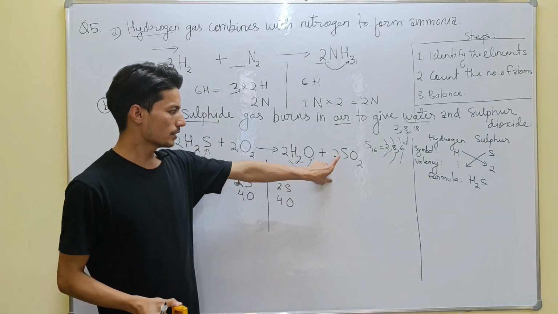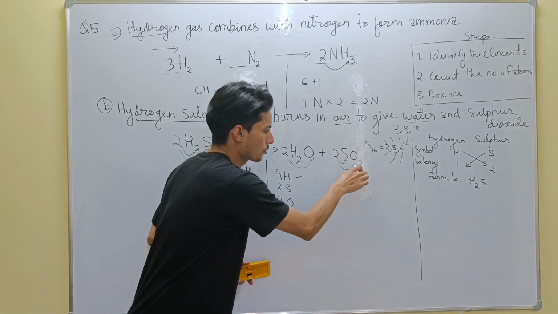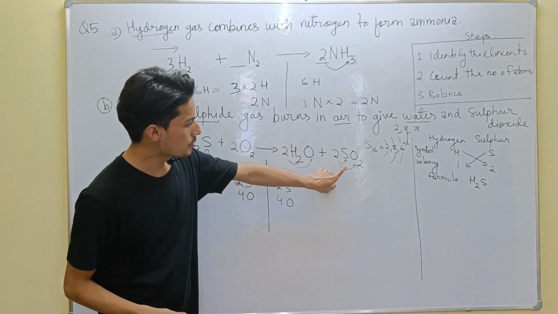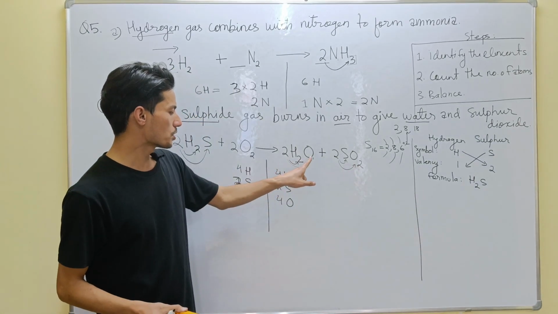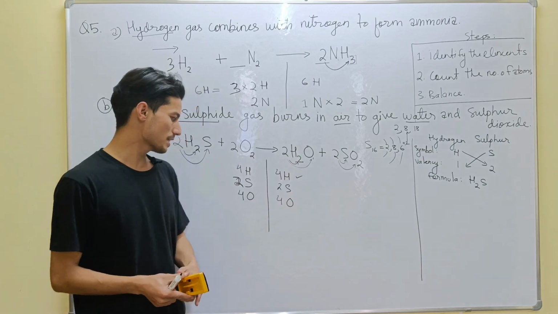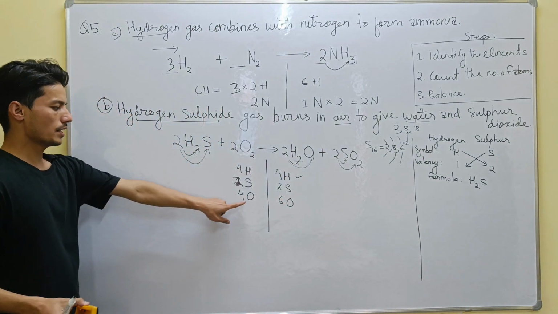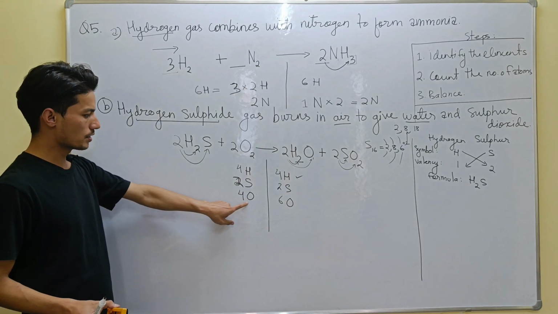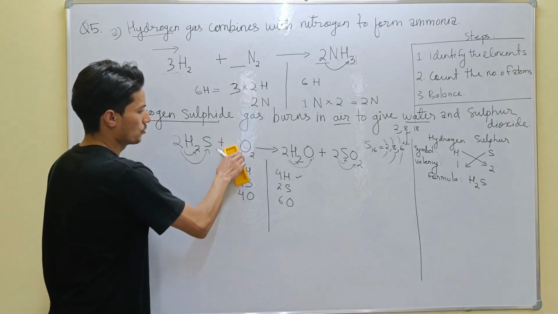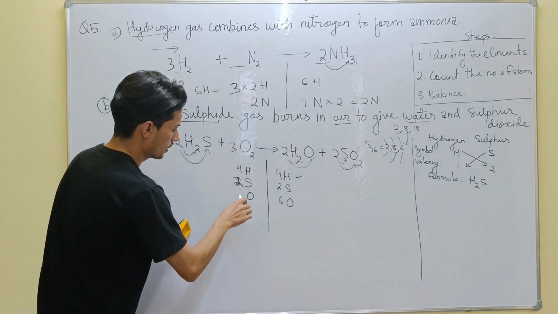But wait, these 2 belong to sulfur also, these 2 belong to oxygen also. So again, the number of oxygen will change. So this becomes 4 oxygen plus 2 oxygen. So 2 2s are 4 oxygen plus 2 oxygen, 4 plus 2, 6. So the number has changed from 4 to 6. So now this side has become less again. So we have to increase the number of oxygen here. So there is 4, no problem. So to make it 6, I have to multiply with 3. So 3 2s are 6. So if I multiply with 3 here, the number becomes 6.